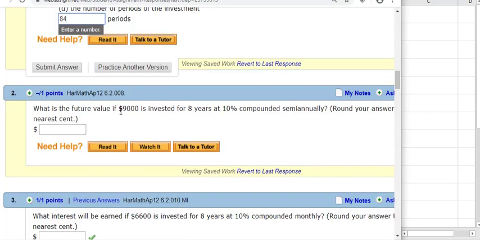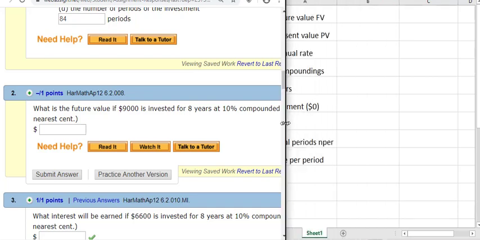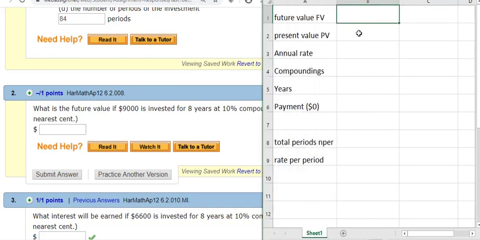Okay, let's look at question number 2. What is the future value if $9,000, that's my present value, is invested for 8 years, 10%, and then semi-annual compounding? I'm trying to find the future value, so that will stay blank. The present value will be 9,000. The annual rate is 10%. Compoundings that's per year, and this was semi-annually, so that would be 2 per year. Number of years was 8.